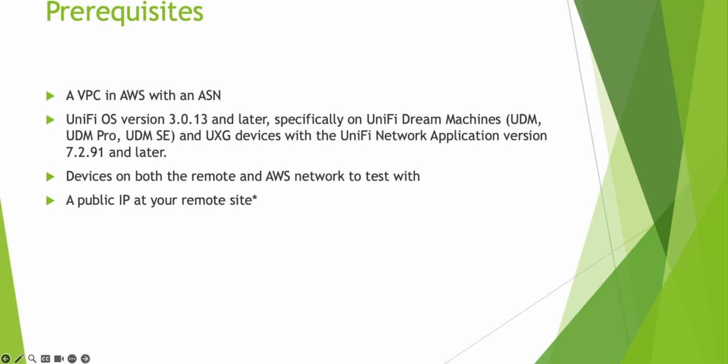Some things you'll need to begin with. You should already have a VPC inside of AWS with an ASN on it already. You'll need to have a UniFi, either Dream Machine or the UDM Pro or the SE, even a UXG, with at least network version 7.2.91. In this demonstration, we'll be using a UDM SE. You should have devices on both networks so you can test with.